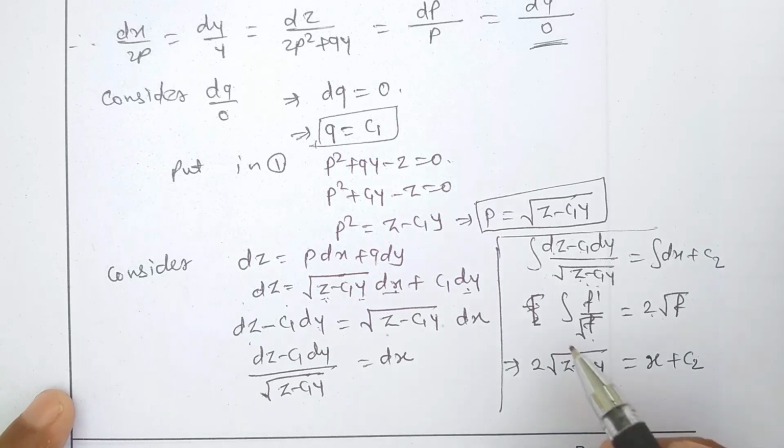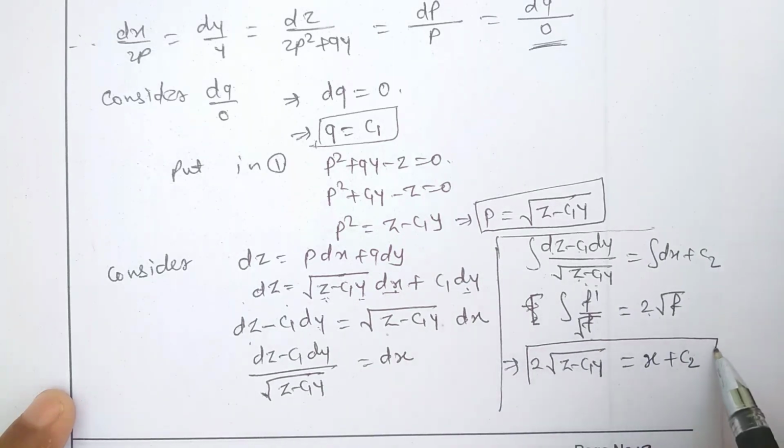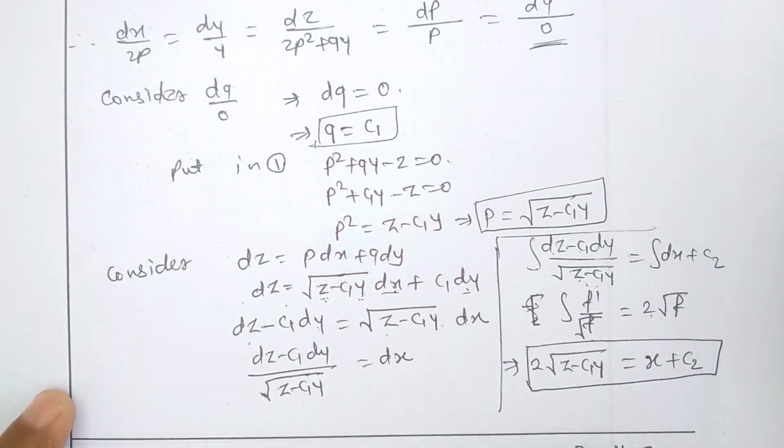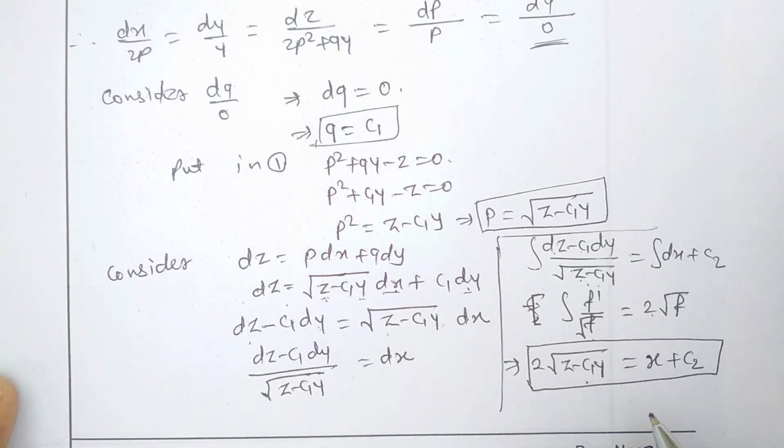So this is our final answer, and if you check our final answer, it contains 2 arbitrary constants c1 and c2. That's why it is a complete solution of our first order non-linear partial differential equation. So remaining examples we will see in the next video. Thank you.